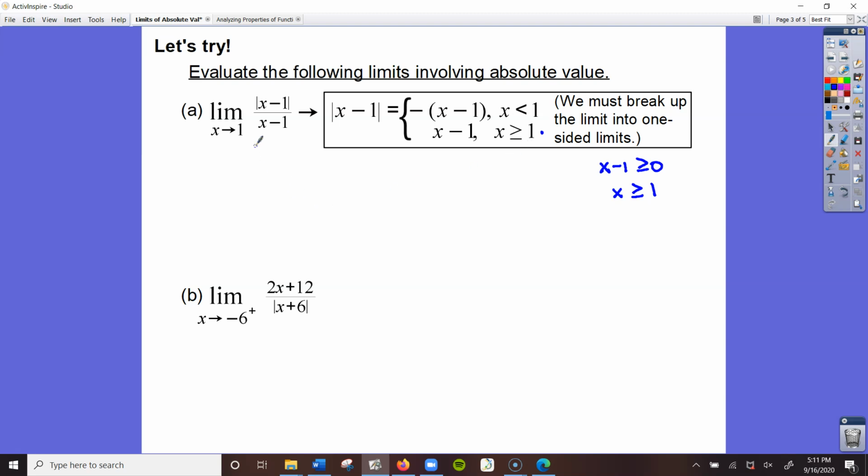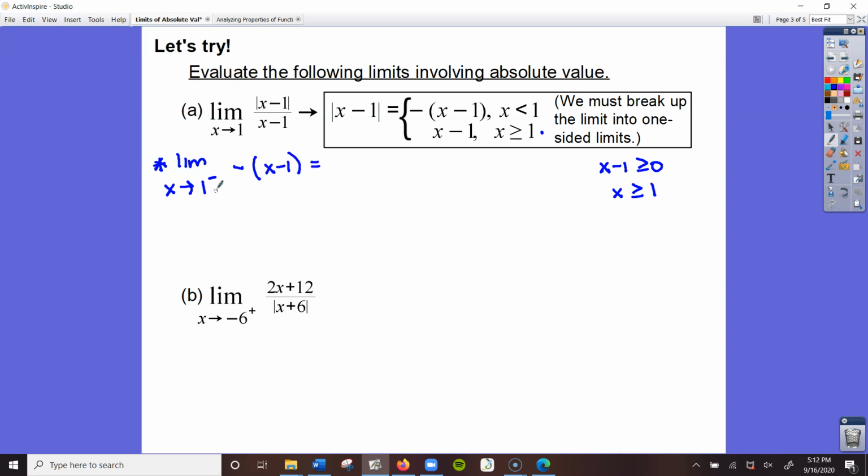So for this one, we have the limit as x is approaching 1 of the absolute value of x minus 1 over x minus 1. Notice that this is the general limit. So in order to show that the general limit exists, I have to show that the left side does in fact equal the right side. So we would do the limit as x is approaching 1 from the left. Now when I look at my piecewise, 1 from the left is this top part here, which is negative x minus 1.